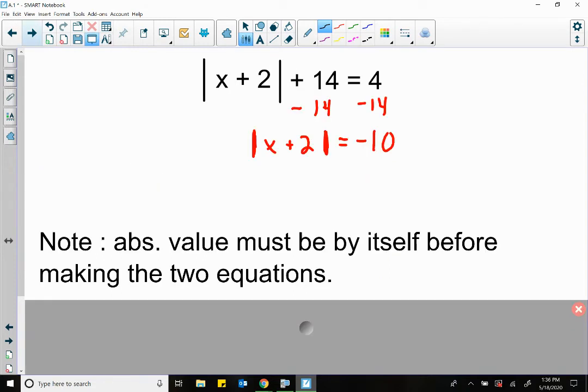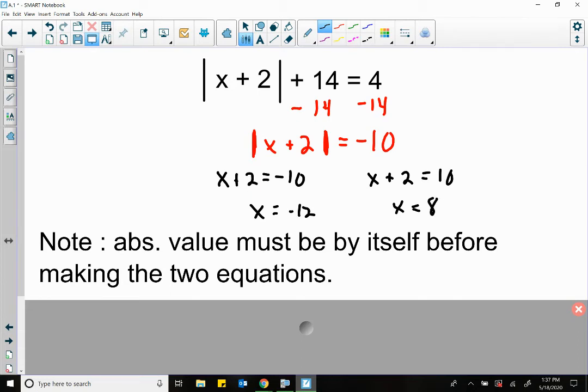All right, so let's finish this one up. So we've got it so that the absolute value is by itself. Go ahead, pause the video, solve it. Okay, so notice I still have some stuff covered up down here. Now, what most of you probably did was this. x plus 2 equals negative 10, and x plus 2 equals a positive 10, and you found out that x is equal to negative 12, and x is equal to a positive 8.